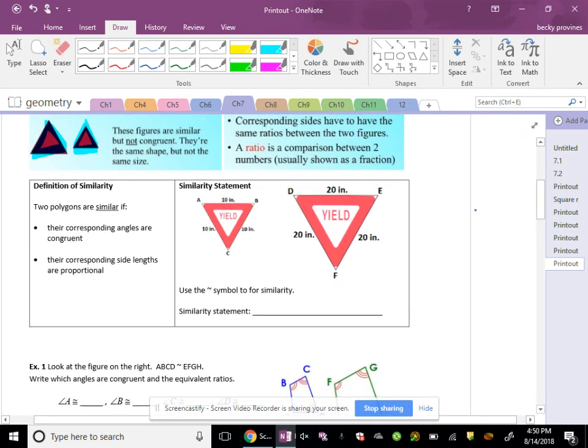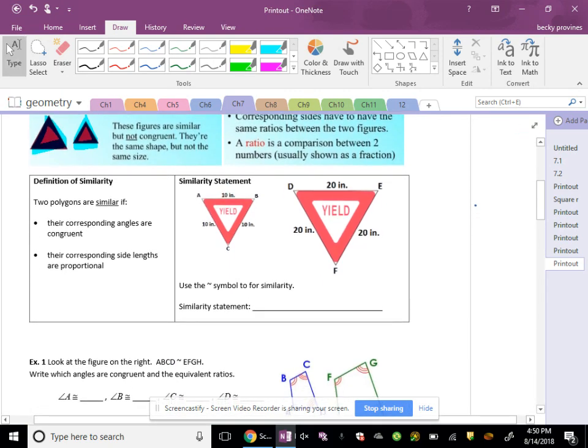So let's go down to this definition. Two polygons are similar if their corresponding angles are congruent. Corresponding means the angles that are in the same place as the other shape. And we'll talk about that more. And we also have corresponding side lengths are proportional. And again, we're going to talk about all of this in detail.